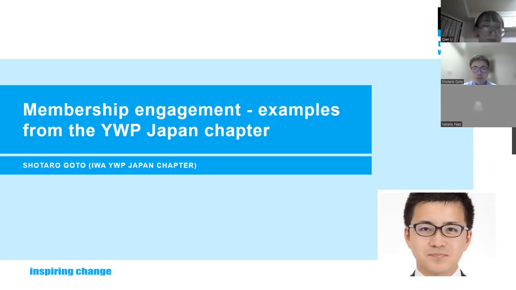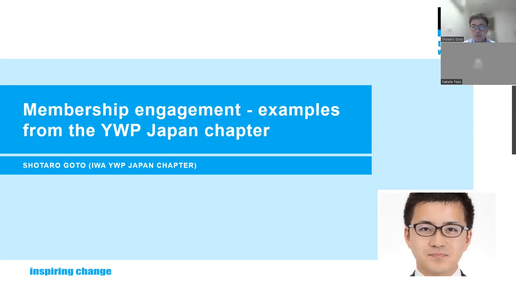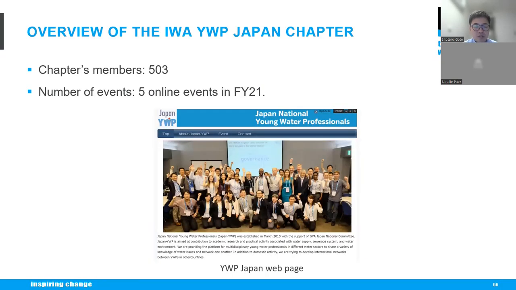And hello, everyone. My name is Shotaro Goto, a Japan chapter member, as well as one of the IWA steering committee. Four amazing speakers have already explained how to create a chapter and what kind of events each chapter is doing. So in my presentation, I want to focus on not only the activities of the Japanese chapter, but also what the benefits are of creating a new chapter for us.